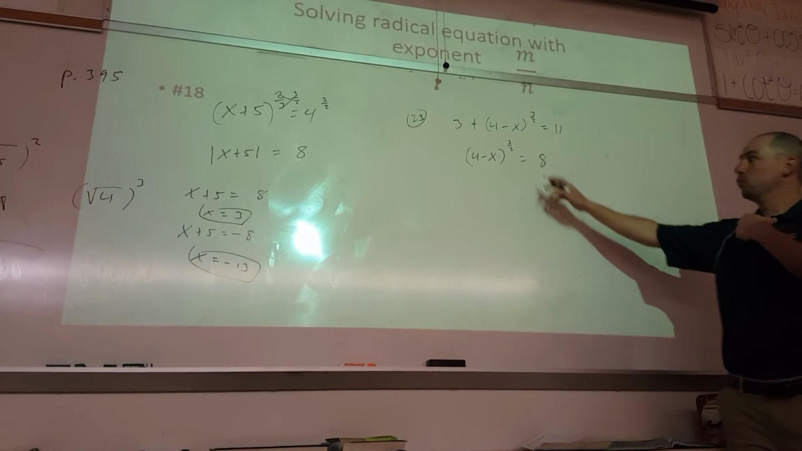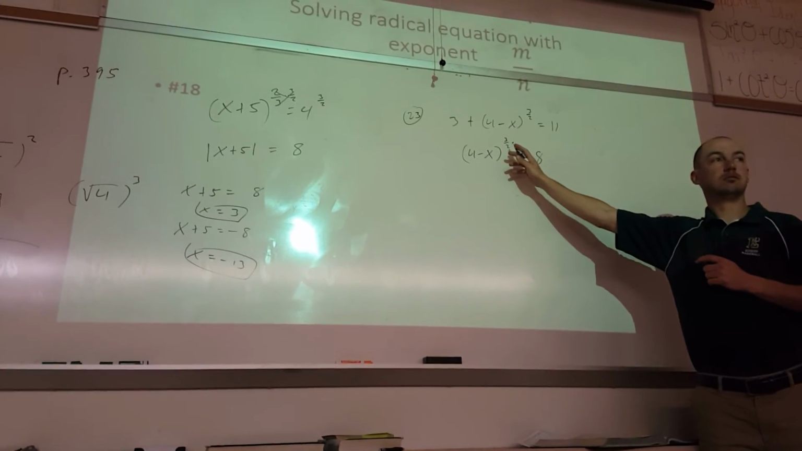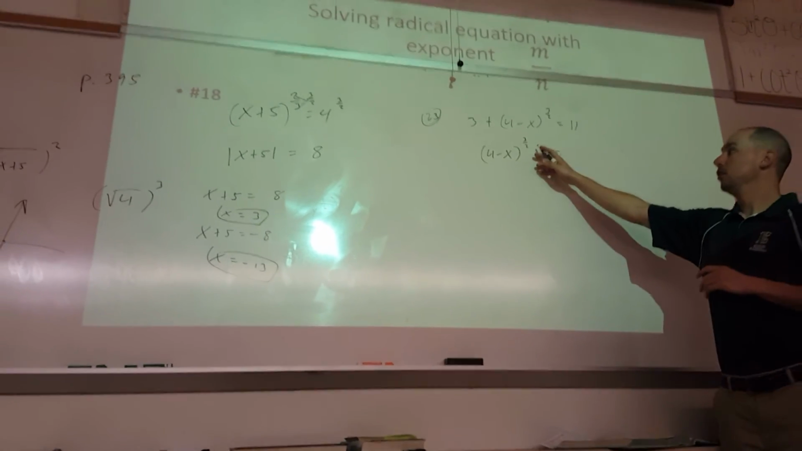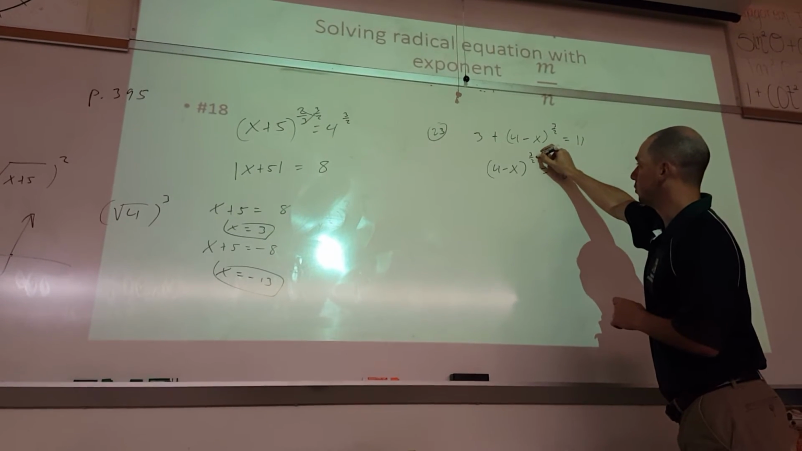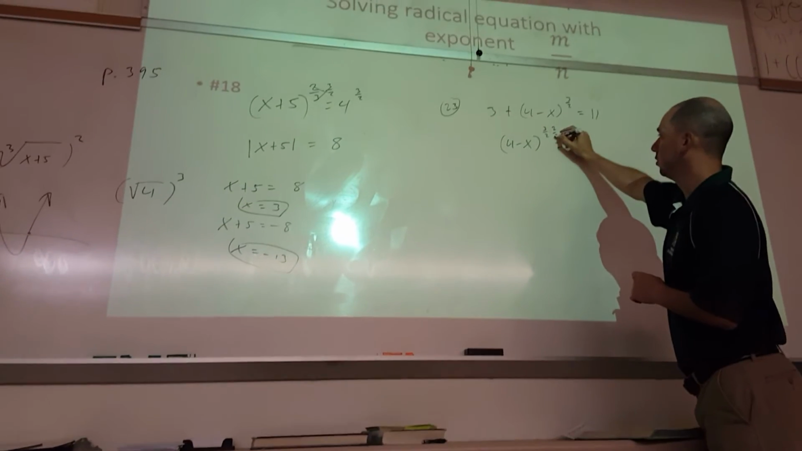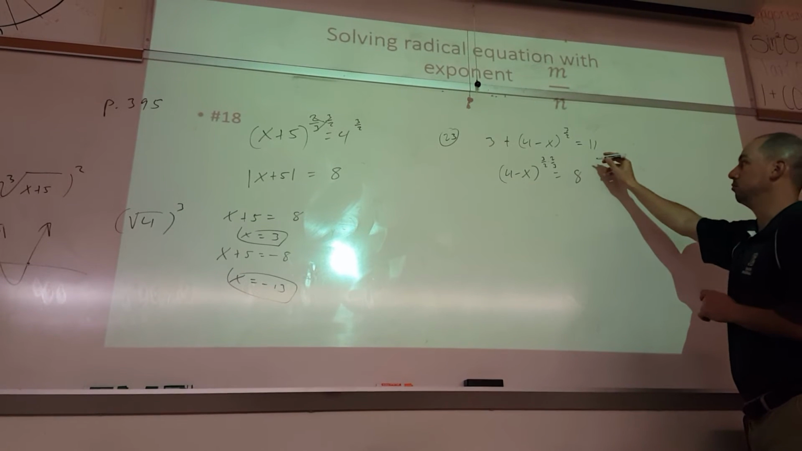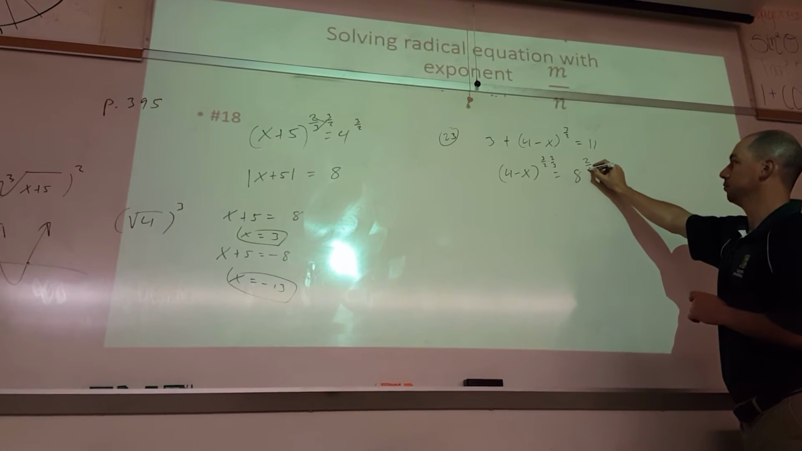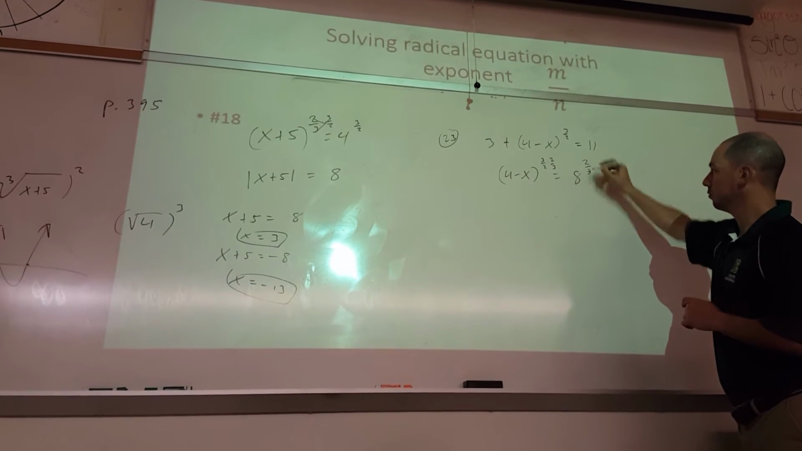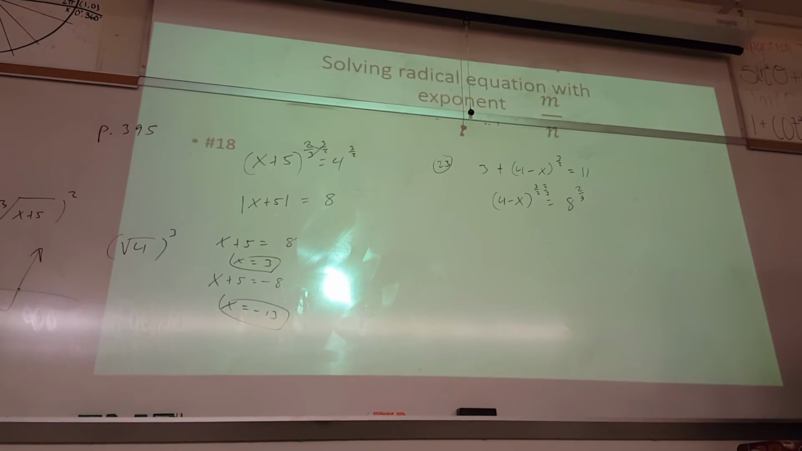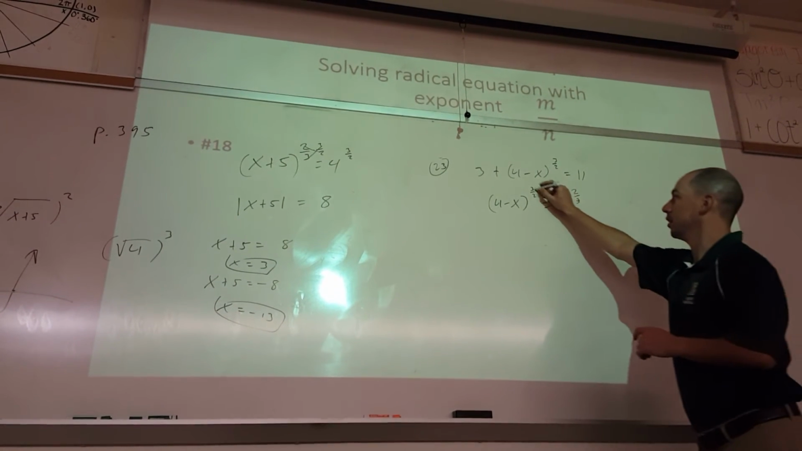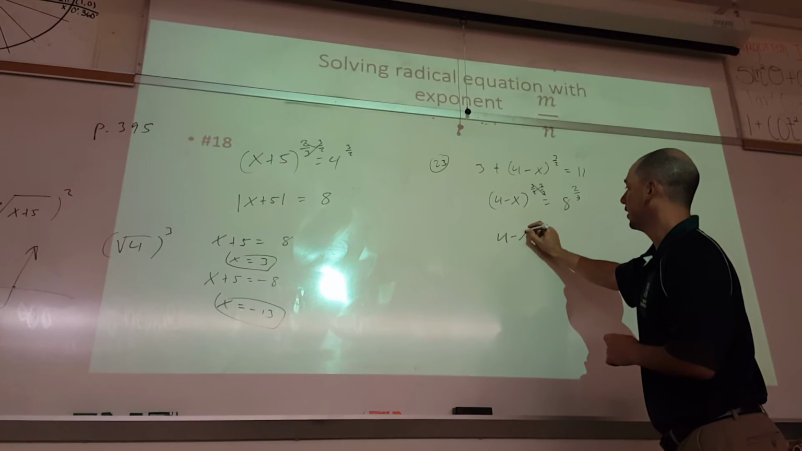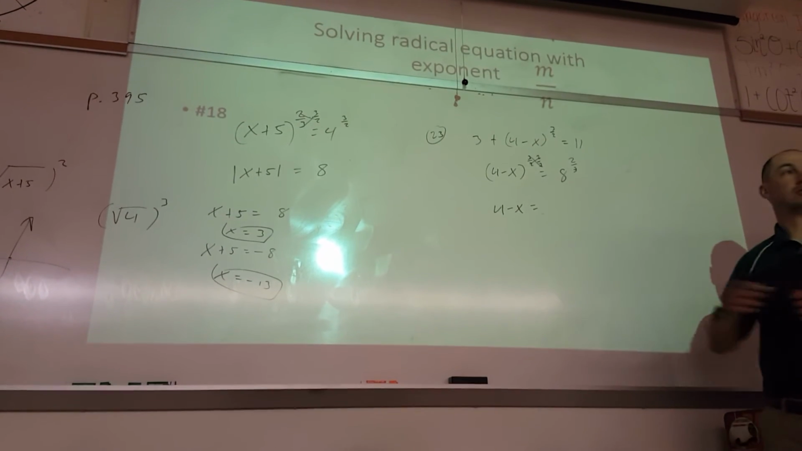So like the previous problem, we want this exponent to be a 1, so then there's no more radical. 3/2 becomes 1 if you multiply it by 2/3, its reciprocal. Whatever you do to one side, do to the other side. That's a 3. Cancel. So 4 minus x equals 8 to the 2/3 power.